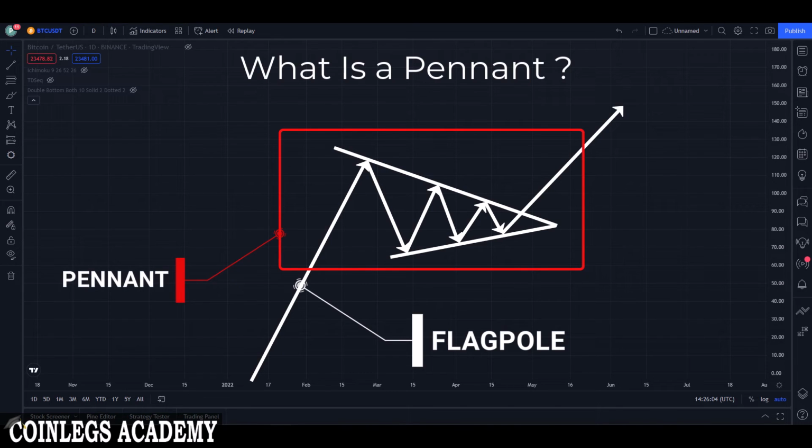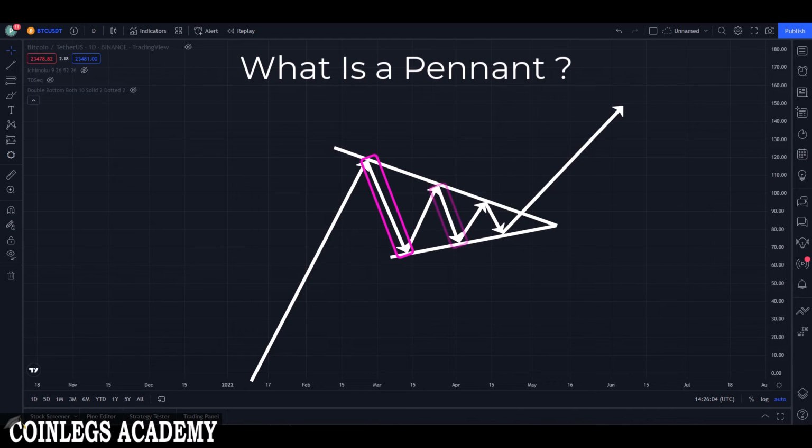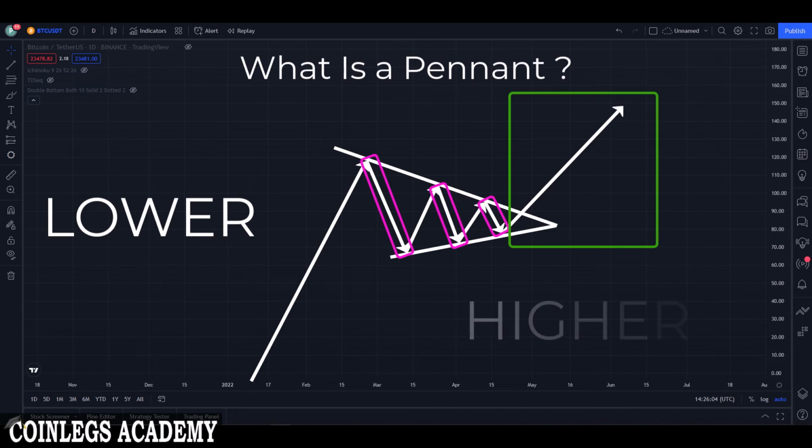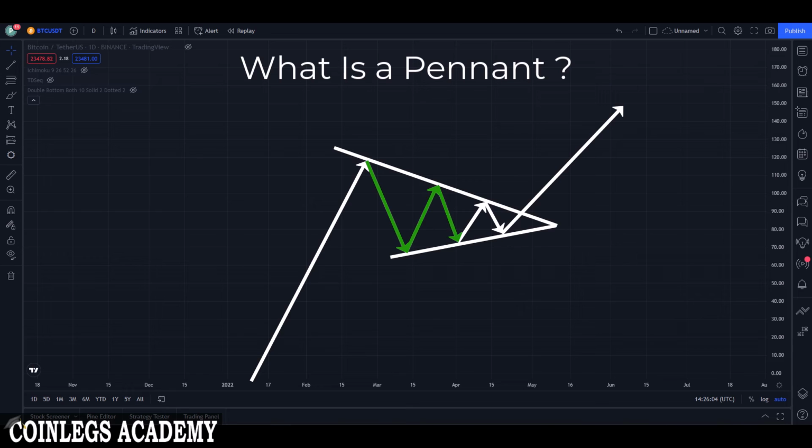The pennant is followed by a breakout movement in the same direction as the initial large movement, which represents the second half of the flagpole. It is important to look at the volume in a pennant. The period of consolidation should have lower volume and the breakouts should occur on higher volume. Traders take their positions by following the symmetrical triangle breakout formed in this pennant region.